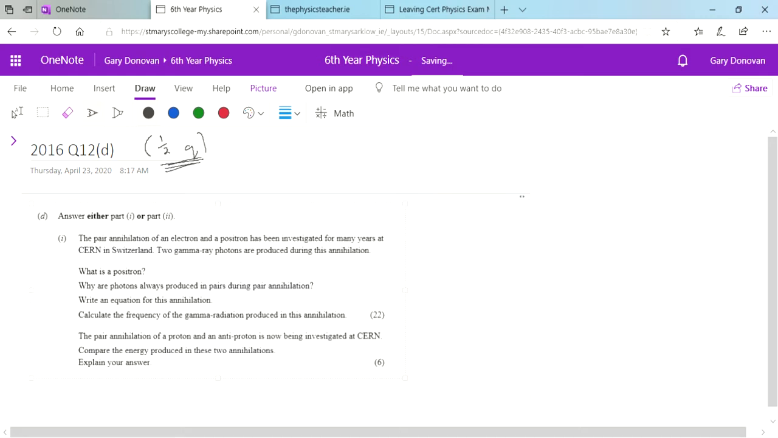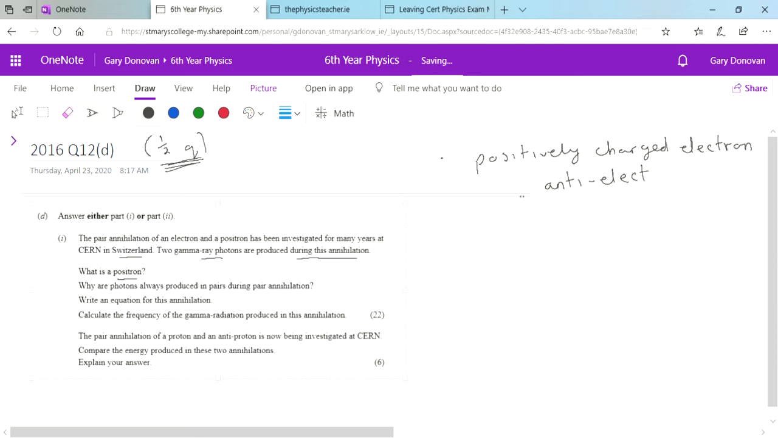So the question is, the pair annihilation of an electron and a positron has been investigated for many years at CERN in Switzerland. 2 gamma ray photons are produced during this annihilation. What is a positron? Very simply, it is a positively charged electron, and that's all you have to write. You could write the electron's antimatter equivalent or an anti-electron. And just writing either one of those will give you 3 marks. That's the first bit done.